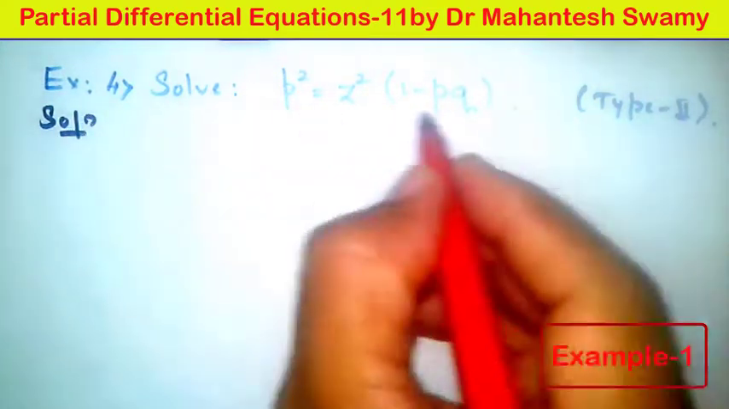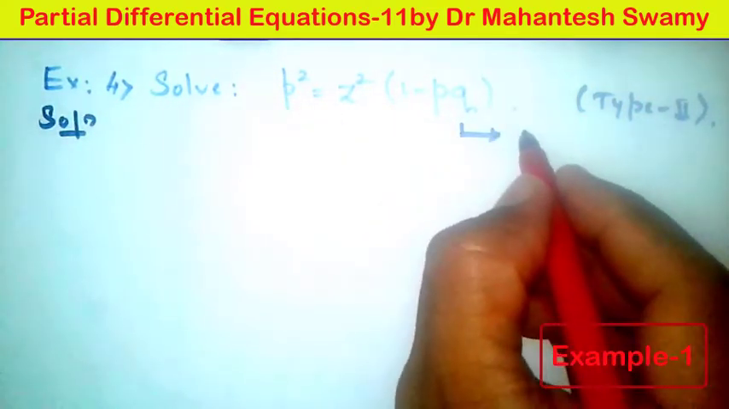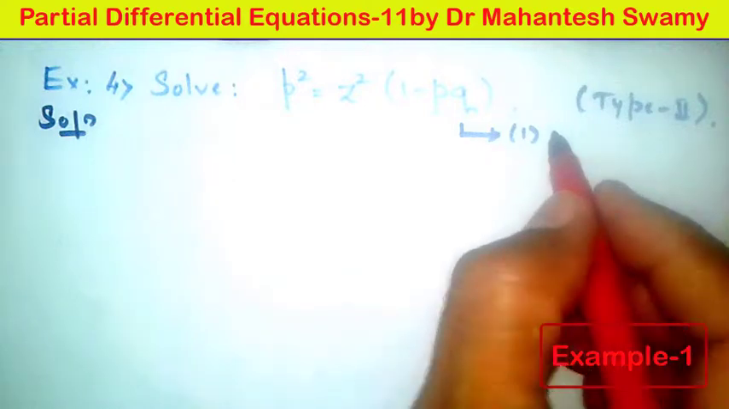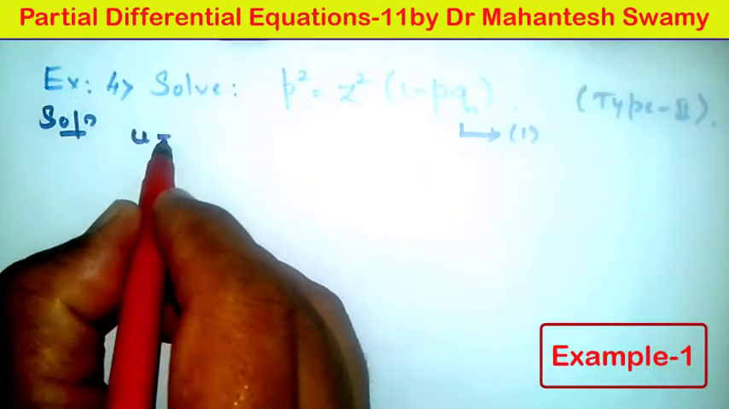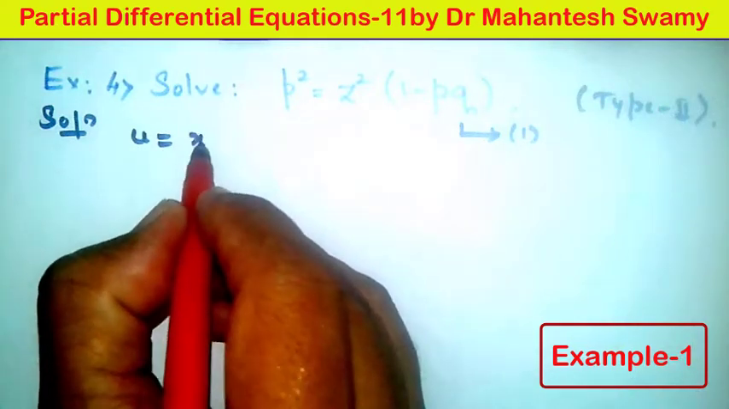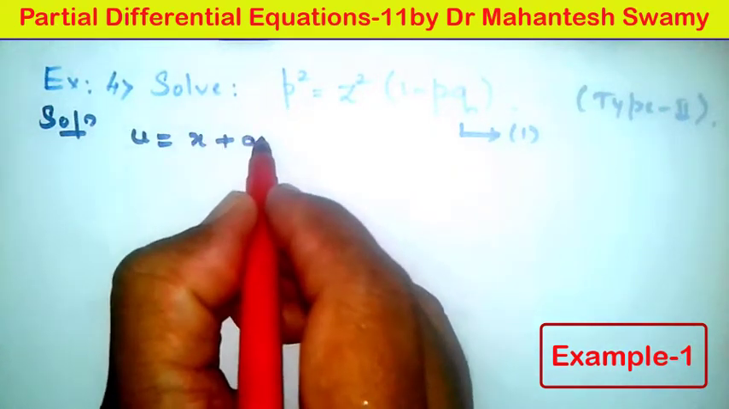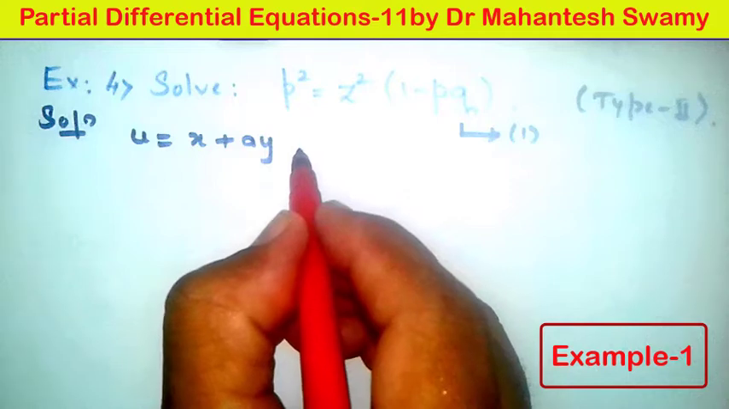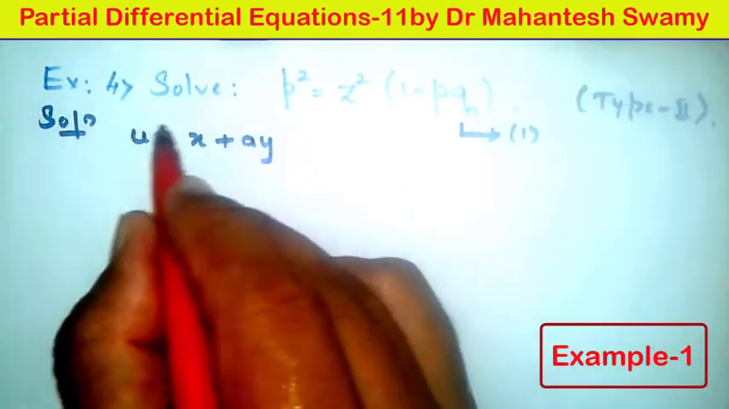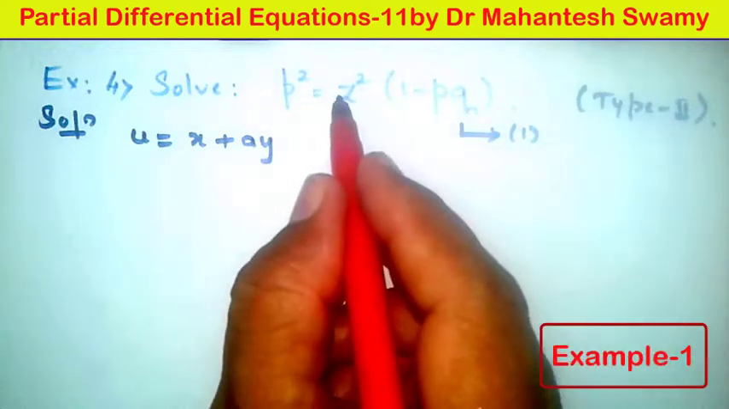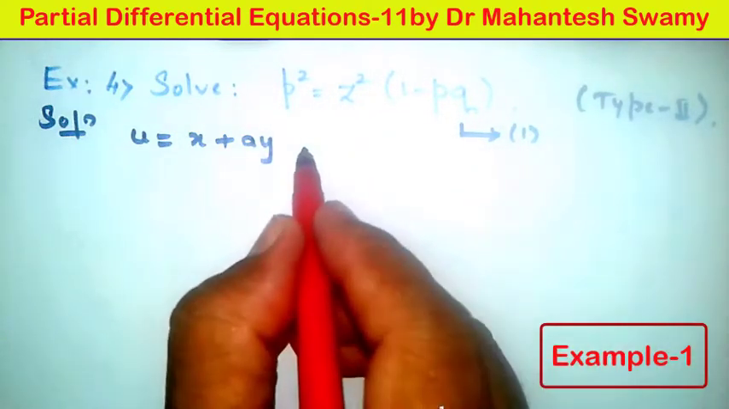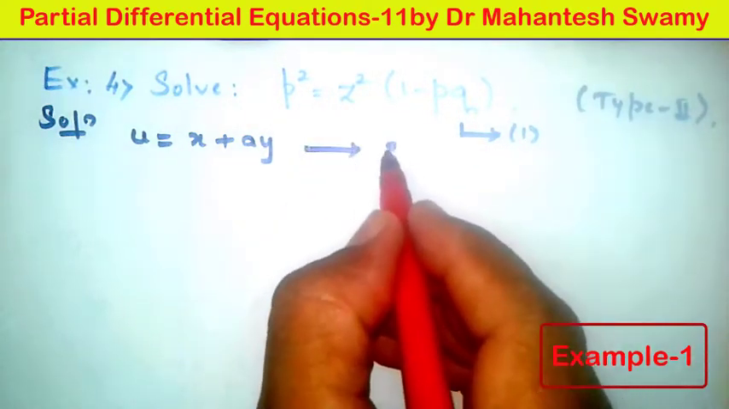So the first step is to call the given differential equation as equation number 1. Now let us make an important substitution u equals x plus ay. In the previous video I explained how this substitution helps us in converting this PDE into an ordinary differential equation. So let us call it equation number 2.